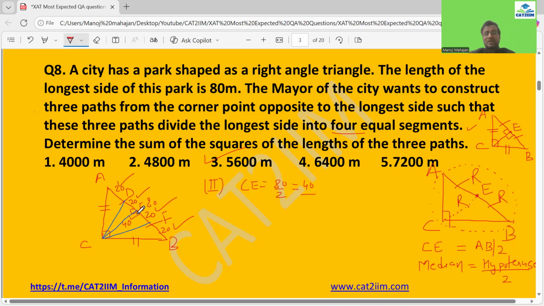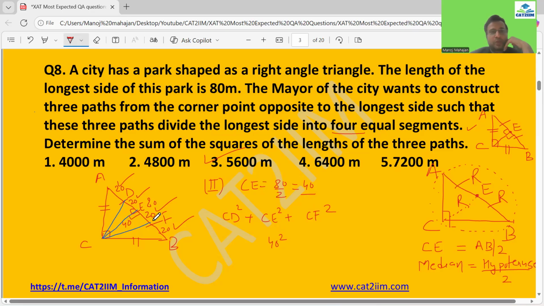So we just picked up a specific case, right? It's something like the way we solved question number 6 in this part 2. There were infinite solutions, but we picked up a specific case and we answered, right? So we are doing the same thing out here, picking up a specific case. So I wanted to find out CD square plus CE square plus CF square, correct? So CE square, we already know, 40 square.